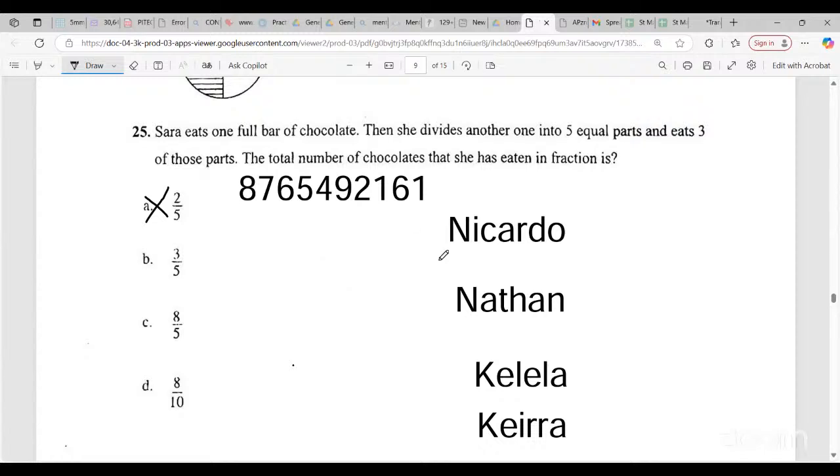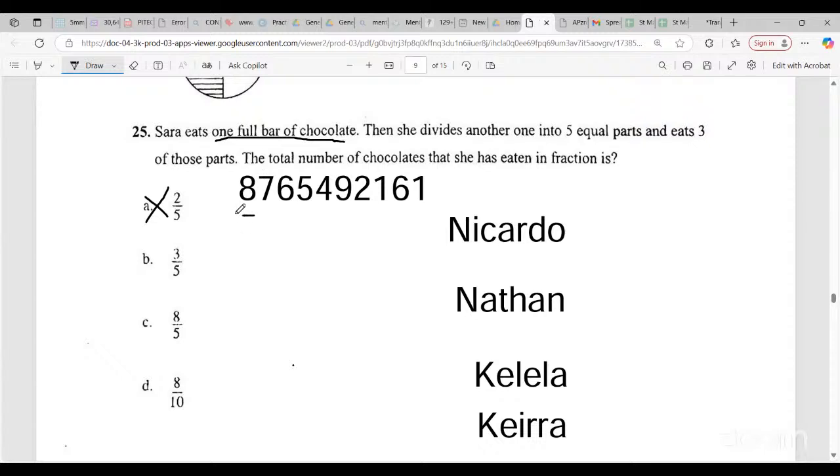So guys, someone is saying that it's 3/5, B. All right, let's see. Let me tell you why I agree with C. I give everybody the chance. It says Sarah eats 1 full bar. This is literally saying 1 whole. That's my interpretation, because it says 1 full bar. I'm thinking this is 1 whole.